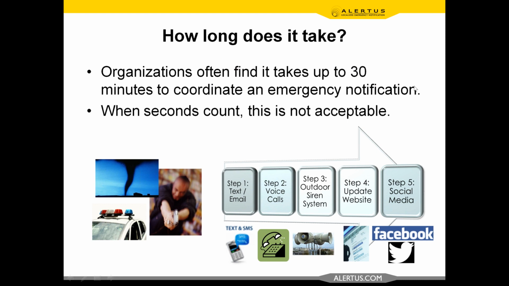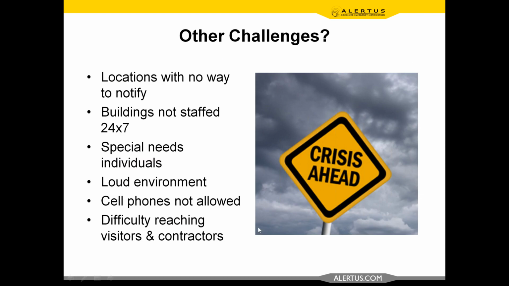Other challenges that a lot of our customers have, that you might recognize here, are locations with no way to notify. There might not be a PA system. You might not have an on-guard staff in that building 24/7. Those kinds of things make it hard to notify. So Alertus provides innovative ways that are very cost-effective to notify. And we'll talk a little bit about that as we go through the solution map.